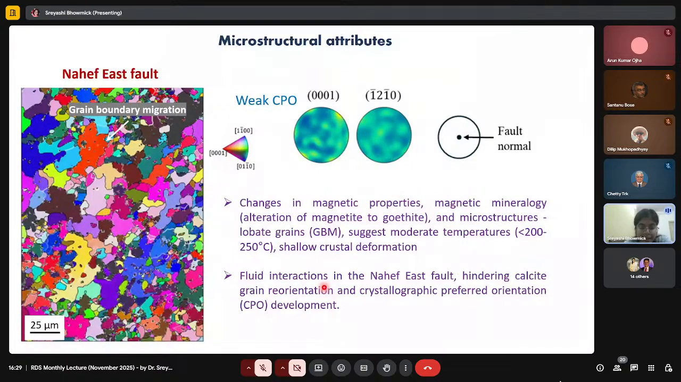And to support this magnetic study, we have also used microstructural attributes. I will quickly discuss that. So for the Nahaf East fault, we find that there is evidence of grain boundary migration. You can see the lobate grain boundaries here. Now, this kind of grain boundary migration usually takes place at a higher temperature, say above 250 to 300 degrees Celsius. But in the presence of fluids, this can take place at a lower temperature, between 200 to 250 degrees Celsius. And this is evident from the works of Twiss and Rutter and also Ferrin.